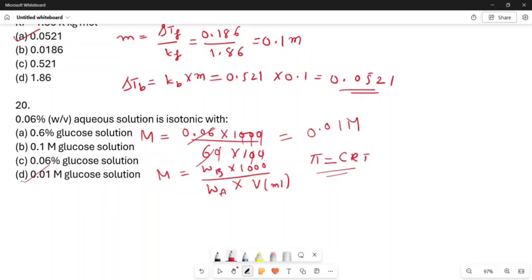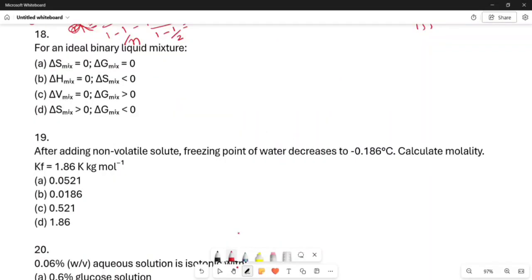Next, I will move to question number 21. For an ideal binary liquid mixture, they have given the values of delta G, delta S, delta H and delta V mixing. What is delta G? It is the Gibbs free energy. Delta S is the change in entropy. Delta H is the change in enthalpy. Delta V mixing is the change in volume.